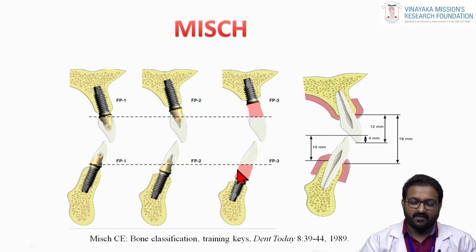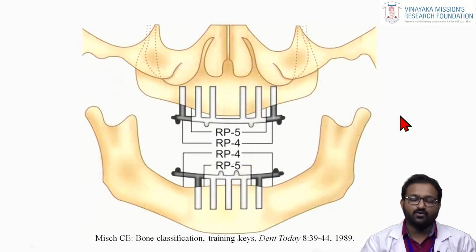So in FP3, a large amount of bone is lost, so the prosthesis will replace the crown part and then the gingival part also. Coming on to RP4 and RP5: if the interarch space is more, then we will be giving RP4. Three or four implants with the help of a bar is called RP4, and RP5 is your implant overdenture.